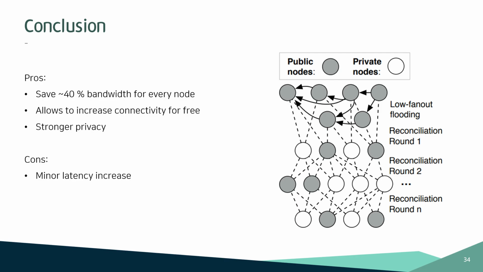And in conclusion, this Erlay protocol saves about 40% bandwidth for every node and allows increasing connectivity for free for Bitcoin nodes, and that makes the network stronger and more private. But there are some cons, though I think these are minor cons. There is some latency increase.